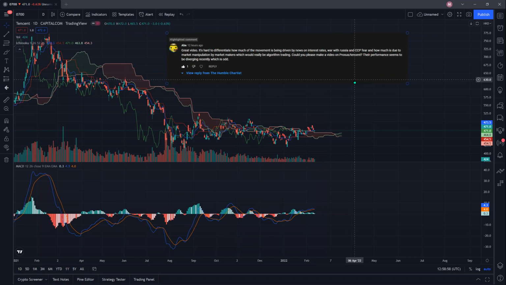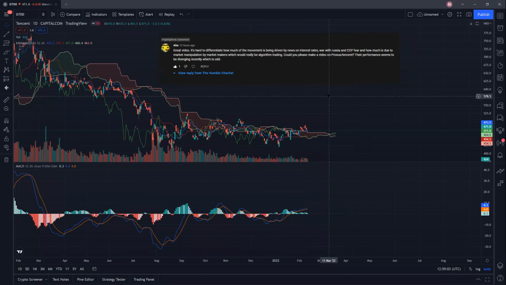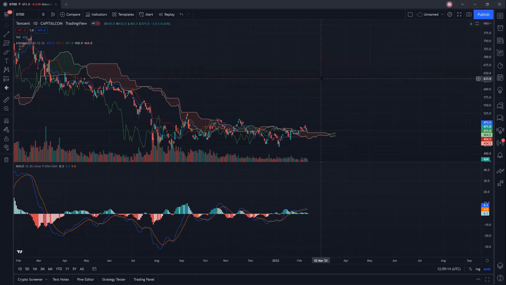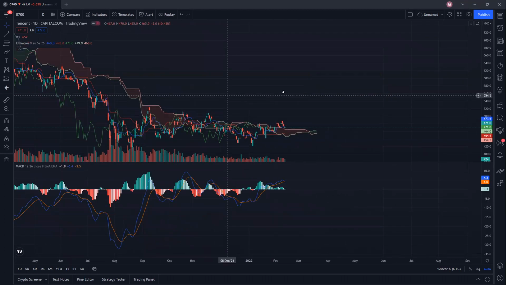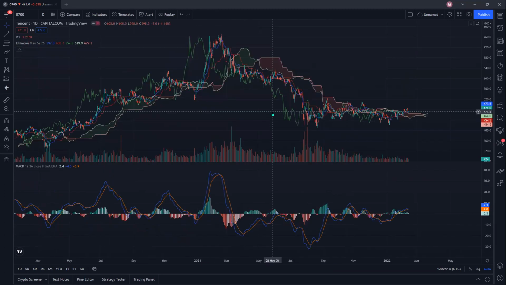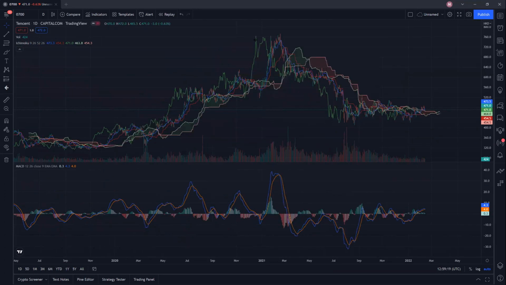I'll first start off by analyzing the daily charts, followed by the weekly charts, and monthly if necessary. So this request was by apps. He requested for Tencent as well as process. So hopefully I gave you a good analysis. Anyways, we are looking at Tencent. Tencent had a very good uptrend.